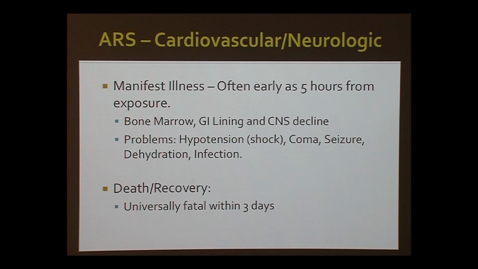So again, the manifest illness stage can occur as quickly as 5 hours from the exposure. And again, you get all the effects that you would have from the hematopoietic syndrome and the GI syndrome, but you also have central nervous system effects as well at this point. And all of these things happen a lot more intensely and a lot sooner. Okay, so you die pretty quickly from hypotension or shock, which is your heart is affected. You go into comas, you have seizures, and again, infection and dehydration can also be a problem. And it's universally fatal within 3 days. Okay.